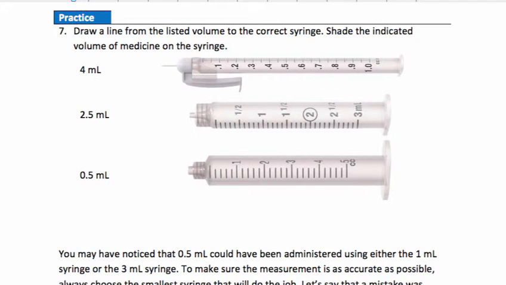Now it's time to practice this idea. Pause your video player and match these volumes up with the correct syringe. Once you get them matched, go ahead and shade the syringe. When you're done, hit play to see how you did.